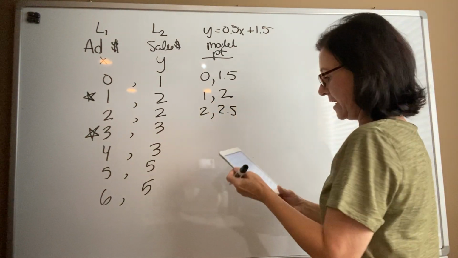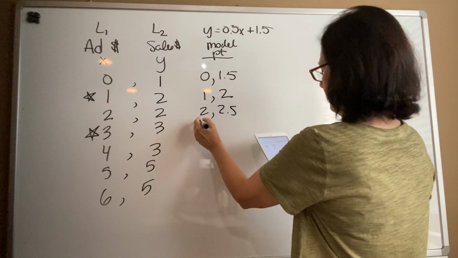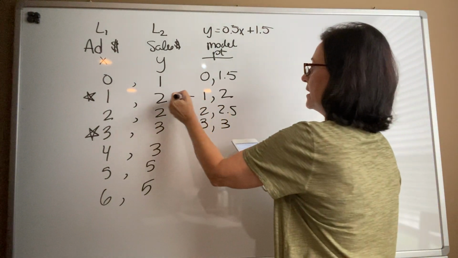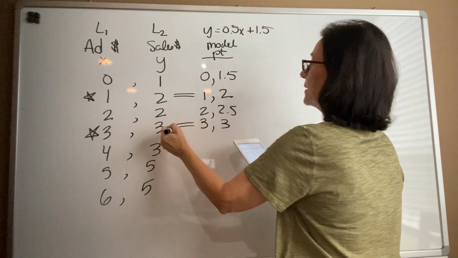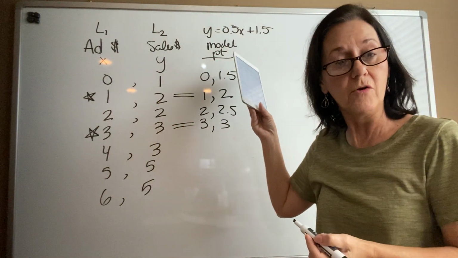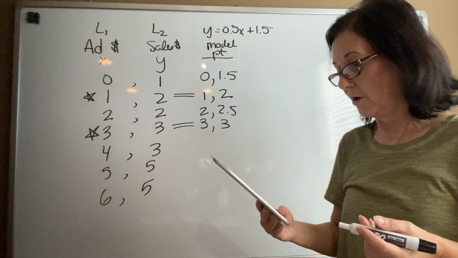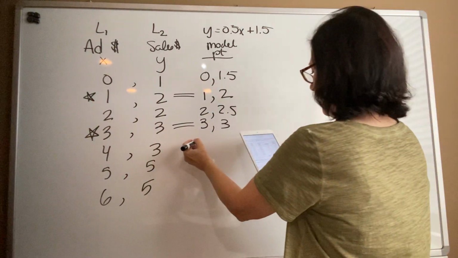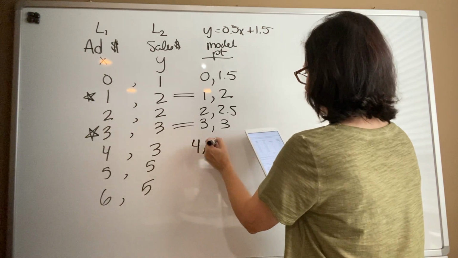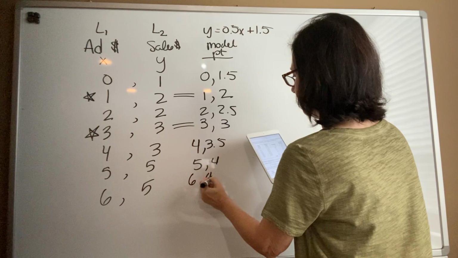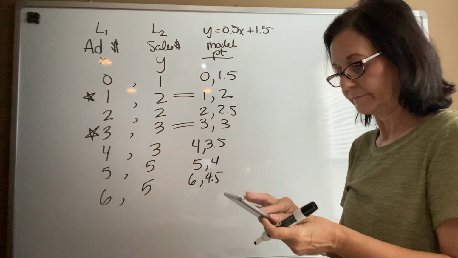You can just follow the table, right? When they plug in 3, they get 3, because that's a modeling point we use. So the points we use to calculate the slope, to come up with the equation, those points should always be the same. And I'm just going to copy the table from there forward. 5, 4, 6, 4.5. All right?